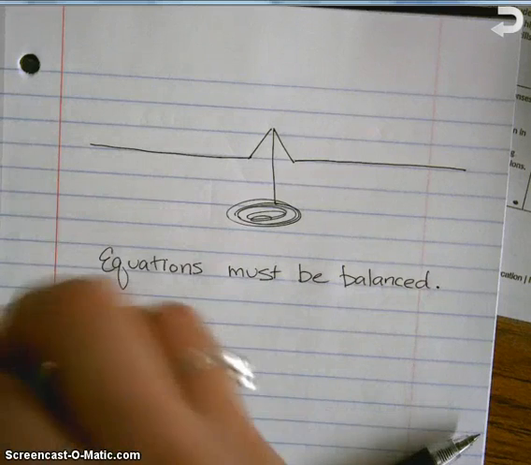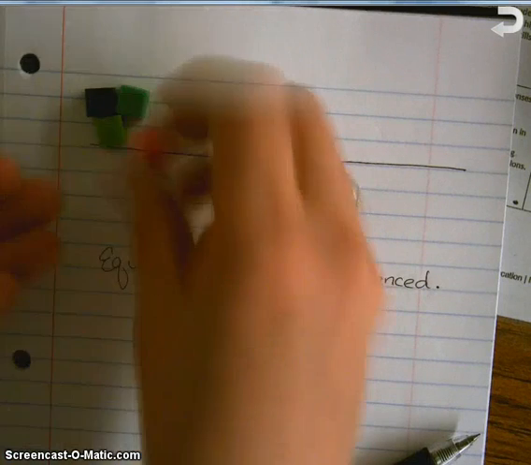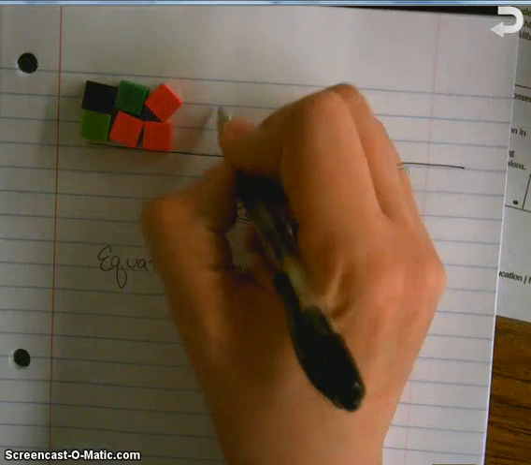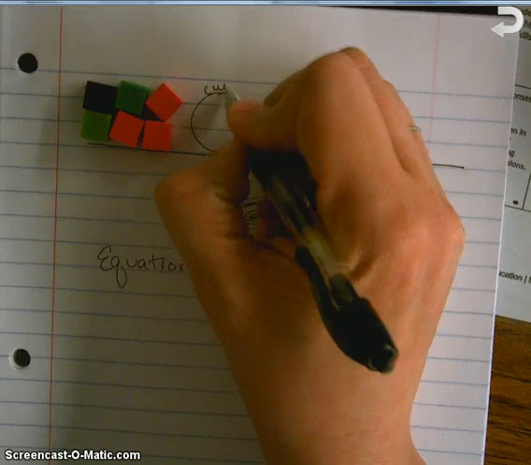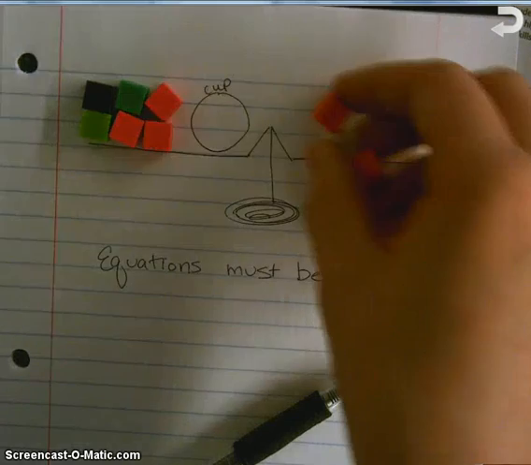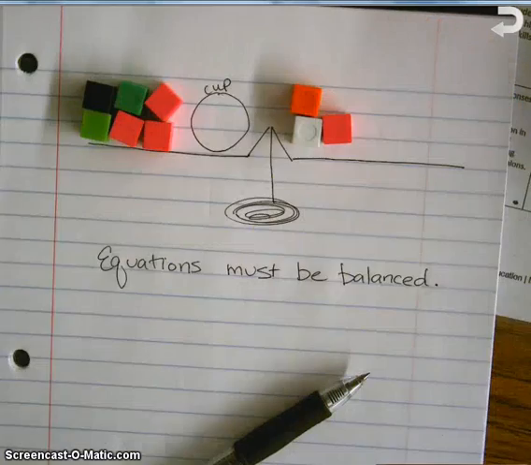6 of these little cubes. 1, 2, 3, 4, 5, 6. I have 6 cubes. And I'm going to put a cup here. That means I don't know how many cubes actually fit inside that cup. So I have to figure out how many cubes should go inside that cup.